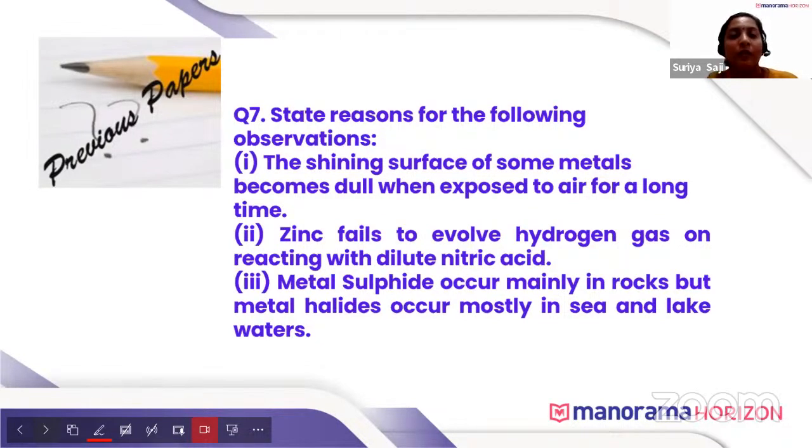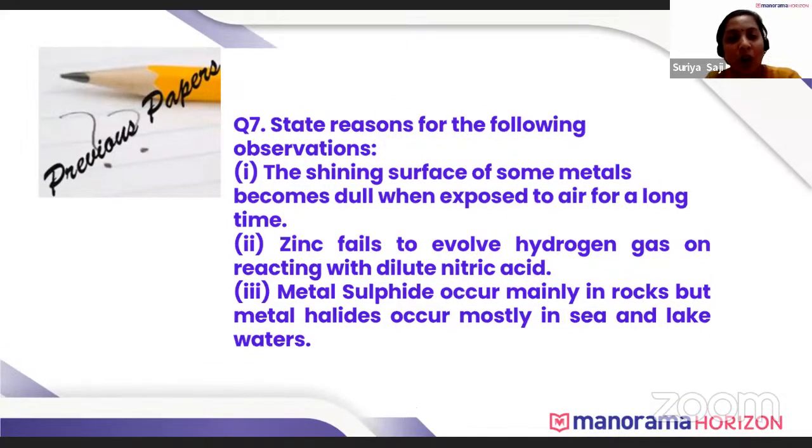So you have to give the reasons to the following observations. Shining surfaces of some metals become dull when exposed to air for a long time. Why? Give answers. Let's see who is giving first. Due to oxidation. Good. Krishna, good, very good.